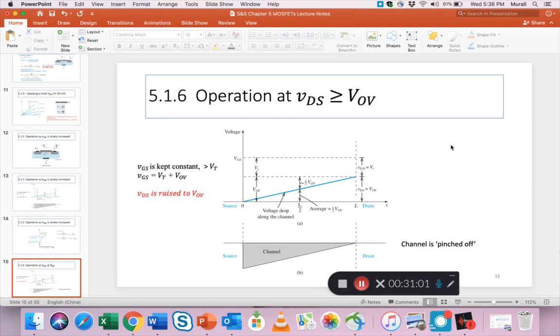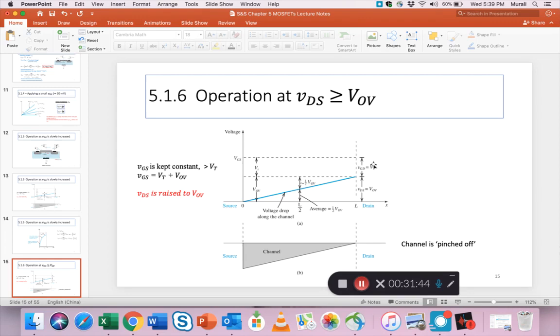Now we are allowing it to reach VOV and even grow above it. So VGS is still constant, but it's greater than VT, same relationship, and now VDS is raised to VOV first and then above. Now you see what is happening to the channel, right? Previously the channel stopped at a certain height. Now that height on the drain side is zero, and this channel is called pinched off, and the VDS slowly increases up to the maximum. In this case we stop at VOV.